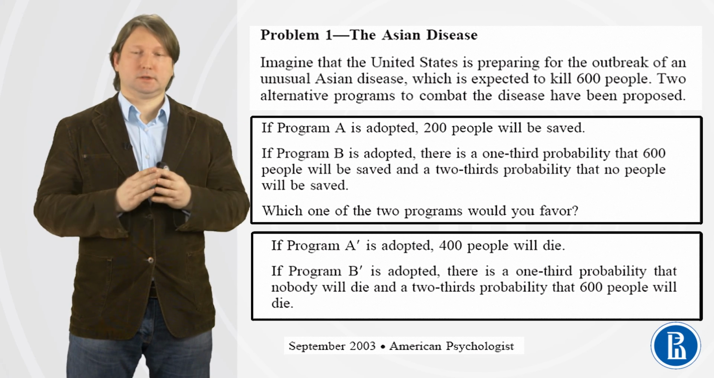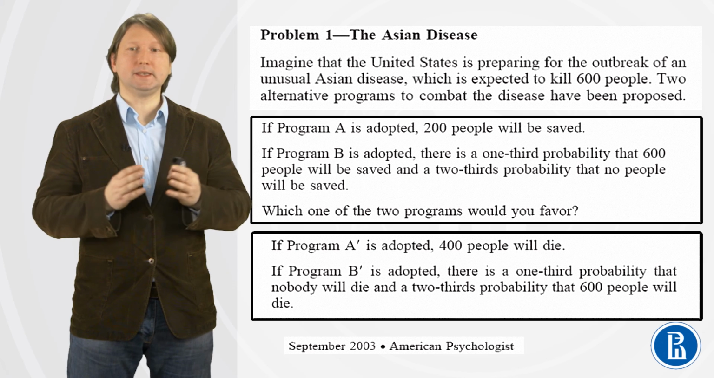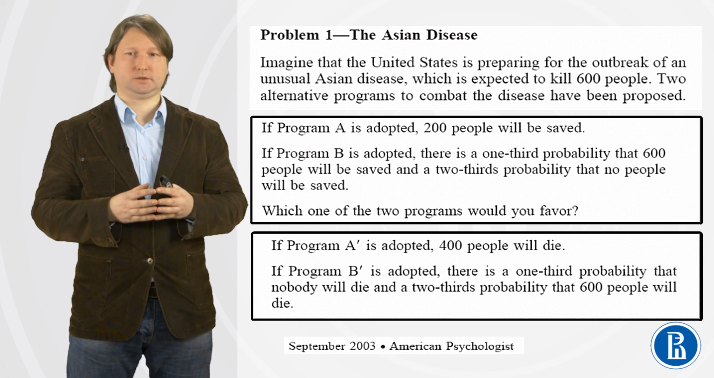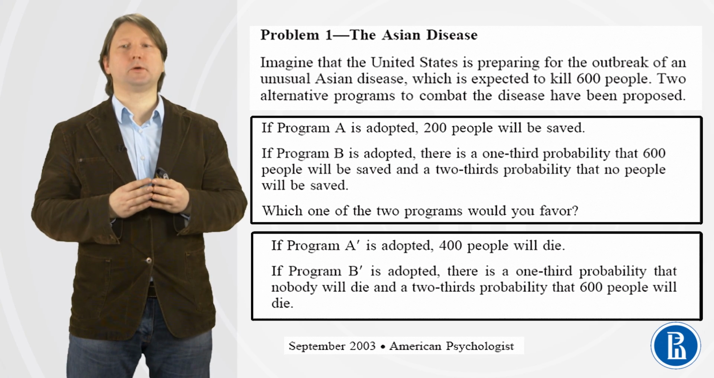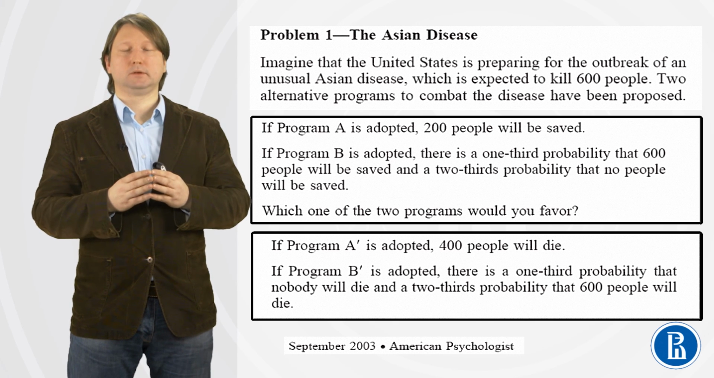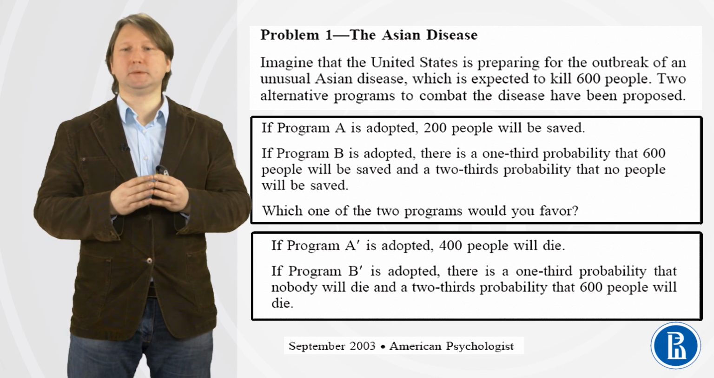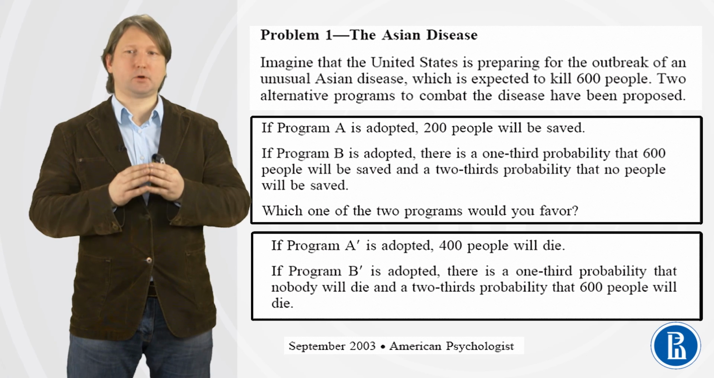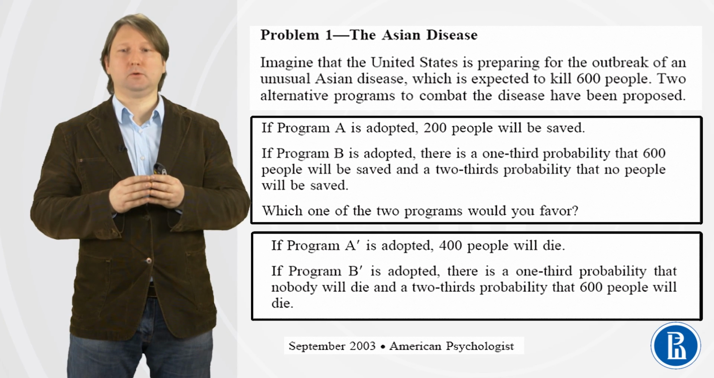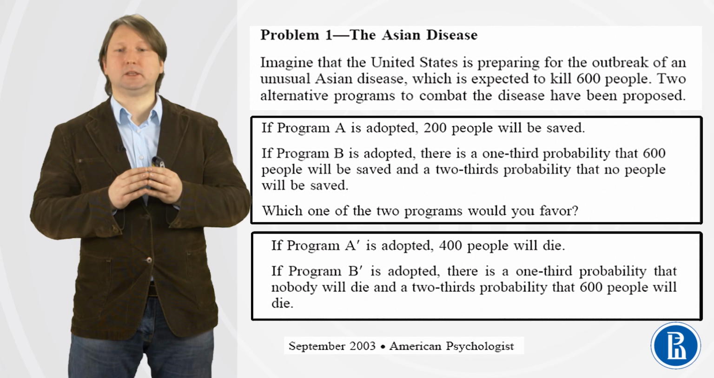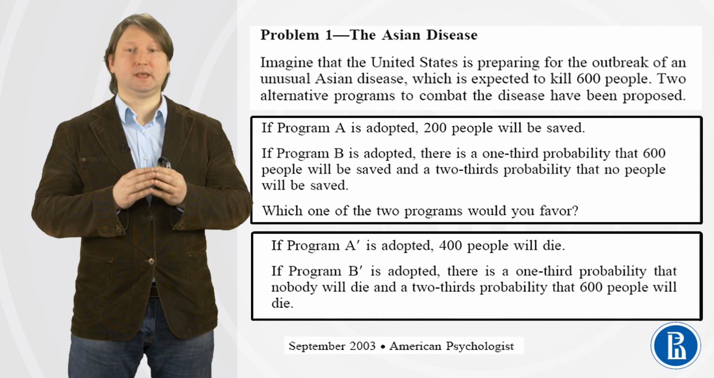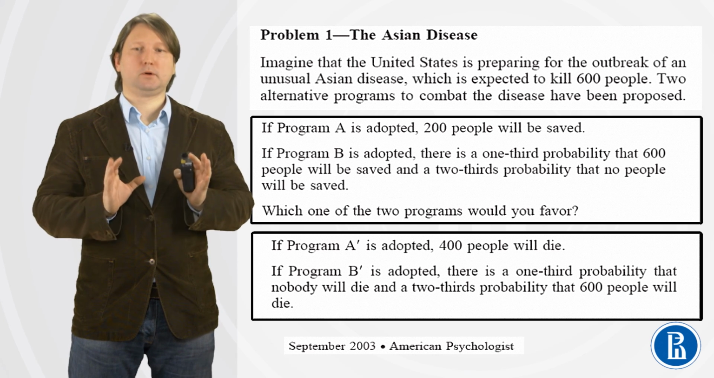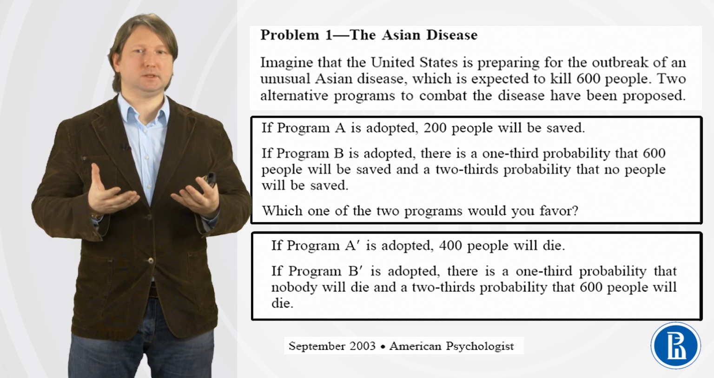So, these are two versions of this experiment. You can see here that these are identical options. Just look at program A in the first example. If program A is adopted, 200 people will be saved. But this is identical to program A below, which states that if it is adopted, 400 people will die. These are two identical programs, but they're framed in a different way.